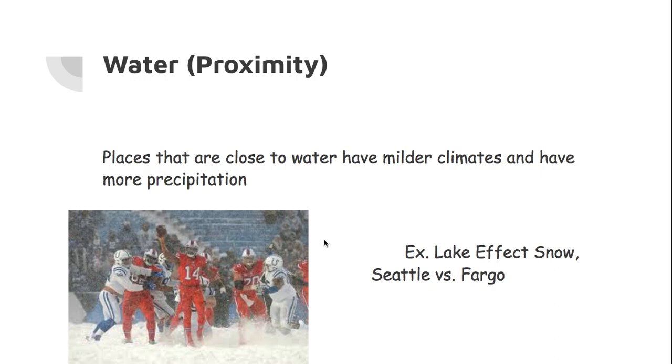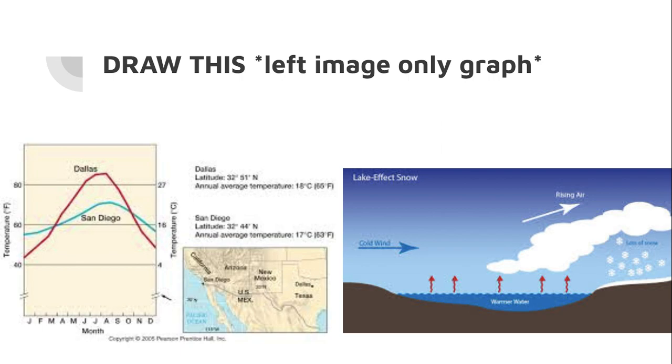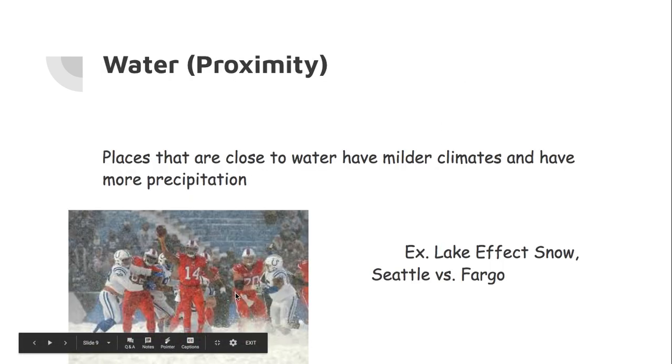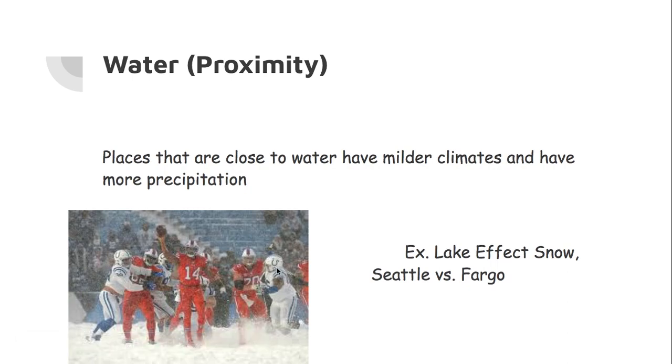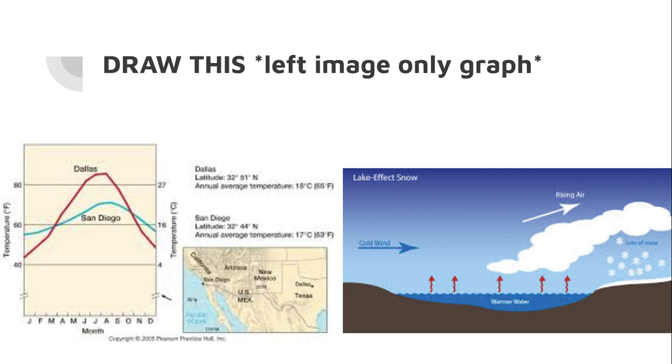An example of extreme precipitation that you can get based on where you are from water is called lake effect snow. So here is what that can cause. This is a football game that was played 2 years ago in Buffalo, New York. Buffalo, New York is on one of the Great Lakes. When cold air from Canada goes over the lake, some of the water gets picked up and it dumps on the other side as several feet of snow. So here's a picture.